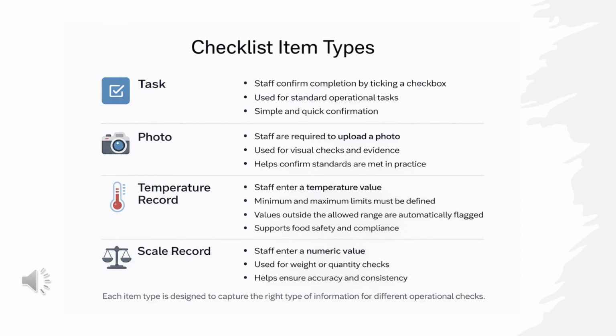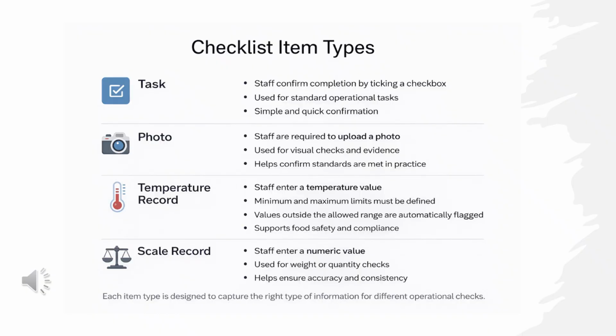As I mentioned earlier in the video about building a checklist, I've added this slide for your reference. This slide shows the different types of checklist items. Each type is used to capture a specific piece of information, depending on what is being checked. Tasks are completed by ticking a checkbox. Photo items require an image to be uploaded. Temperature records and scale records are used to enter numerical values, such as temperatures or weights, which are essential for control and compliance.